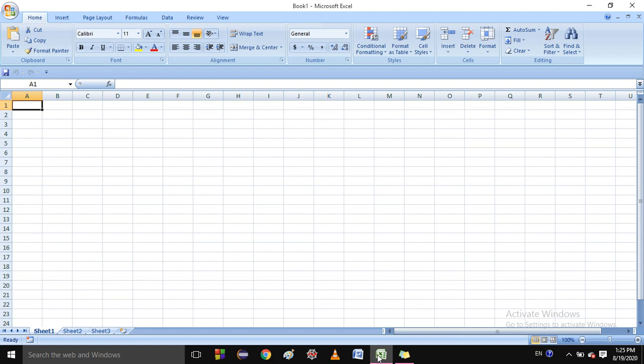What is absolute reference? Absolute reference is fixed. That means if you do not want to change the address of the cell while copying the formula, when you move row wise or column wise, then you use absolute reference. And next one is mixed reference. As the name suggests, mixed reference is a combination of relative reference and absolute reference.